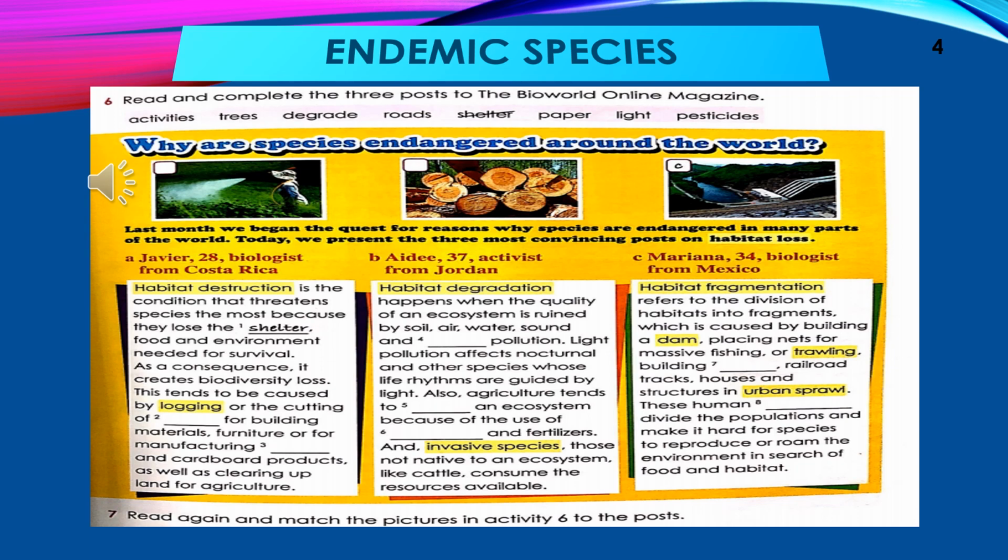And remember, exercise number 7: read again and match the picture in activity 6 to the post. Okay, here you have A, B, and C. C is the last one. It's Mariana, 34, biologist from Mexico. So you still have 2 more to answer. So make sure that you answer them correctly. Read the instruction, please. And if you still have any inconvenience, you have to let me know.